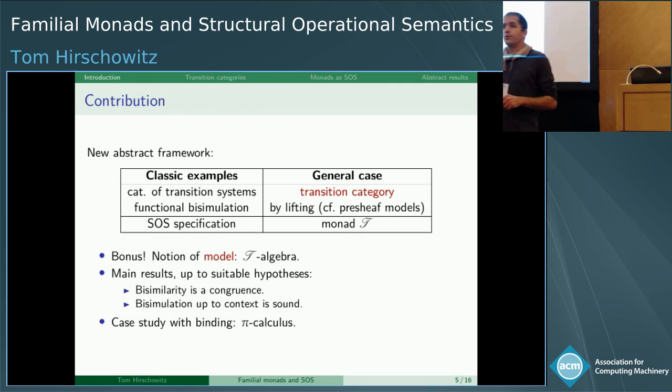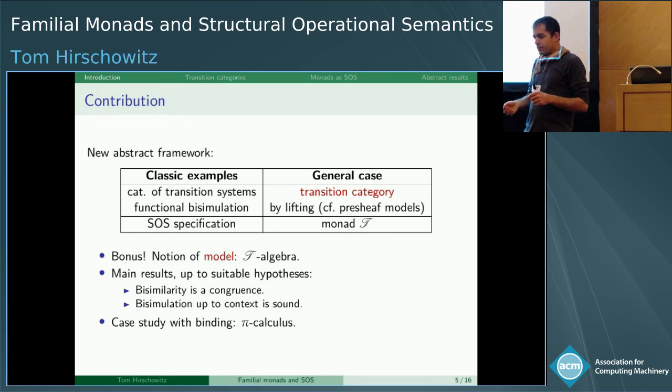So what are we going to do? We're going to abstract away from concrete classic notions, like the category of transition systems with functional simulations as morphisms. This, in the abstract framework, is going to be an arbitrary given transition category. That's a new notion. And then we're going to be able to define in an arbitrary transition category the classic notion of functional bisimulation, or even a bisimulation relation, by following the intuitions of presheaf models.